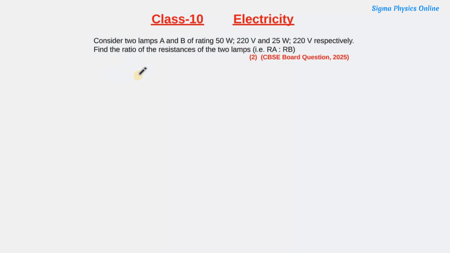Here we have two lamps A and B whose power rating is given. The power rating of A is given as 50 watt and its operating voltage is given as 220 volt. Similarly, the power rating of bulb B is given as 25 watt and its operating voltage is also 220 volt. Now we have to find out the resistance of the two lamps.